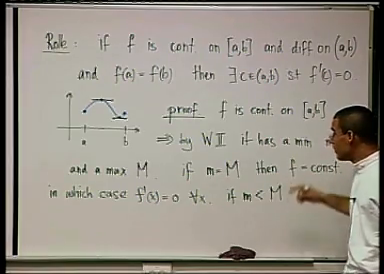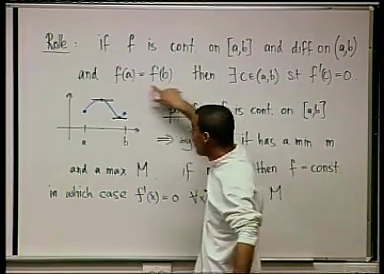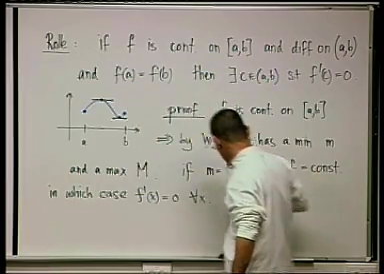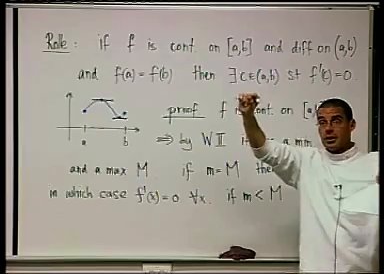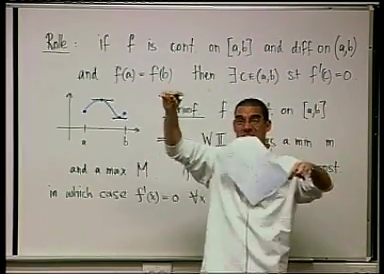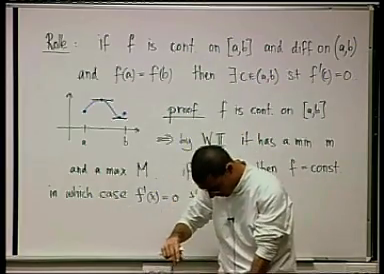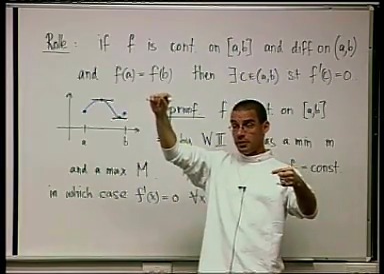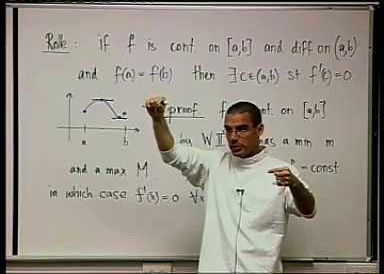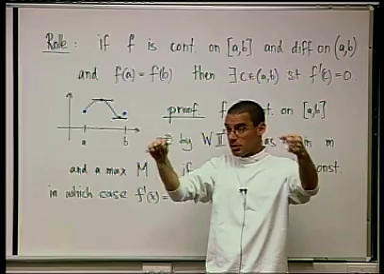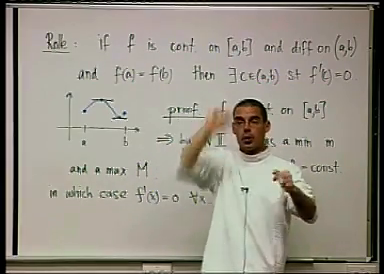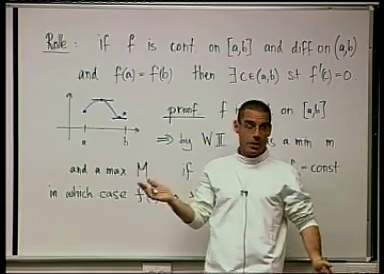Right, because the values at the endpoints are equal. Do you agree? So if the minimum and the maximum are different, that's not going to work either. If the minimum and the maximum are different values, they can't both be obtained at the endpoints, because the values at the endpoints are the same.